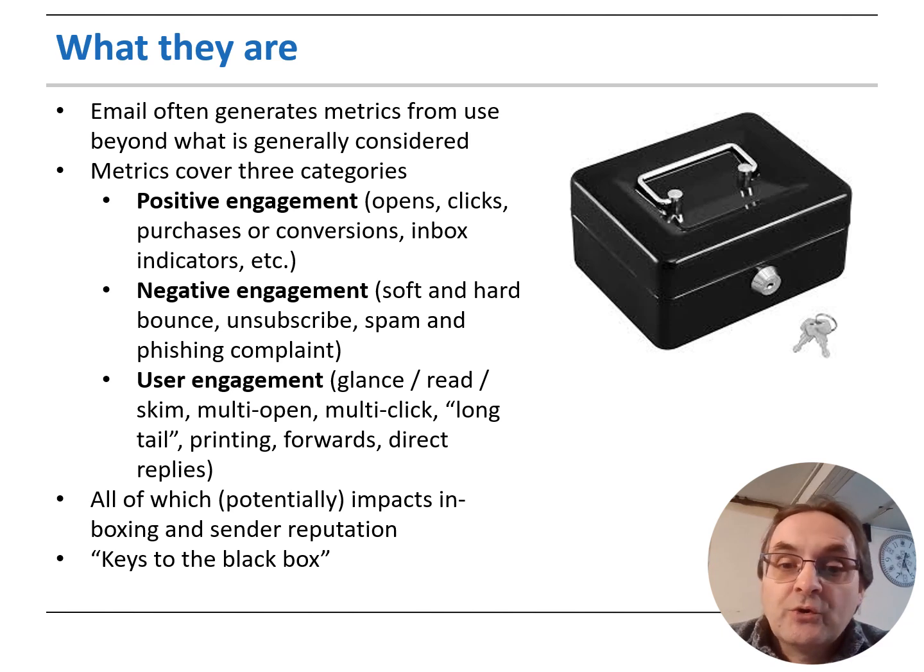And what I like to just call user engagement: glance, read, skim levels, multi-open, multi-click, long tail, which is the rate of use over time, how many times someone printed the email or forwarded it or responded to it directly, assuming that you've set it up so that they can do that. All of these metrics have a potential impact on how often you're going to get to the inbox.